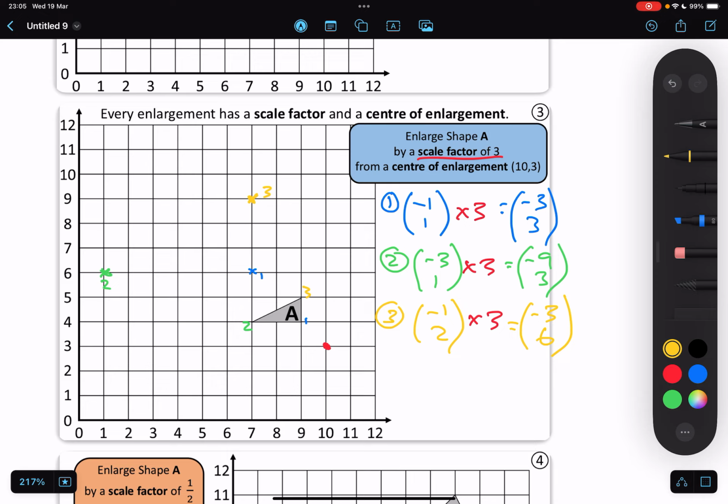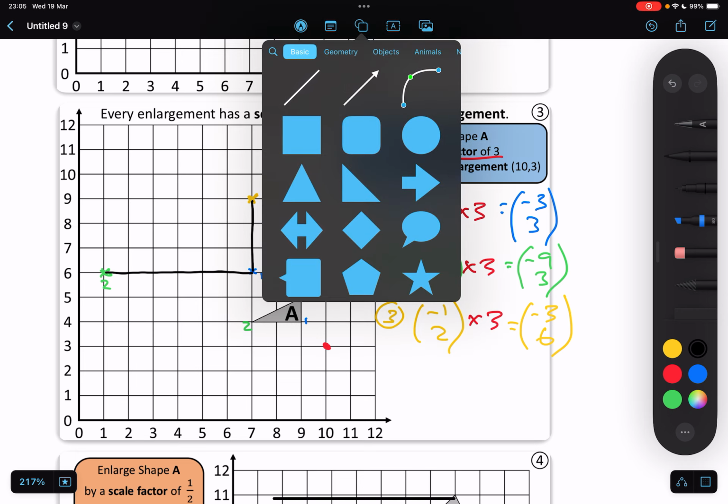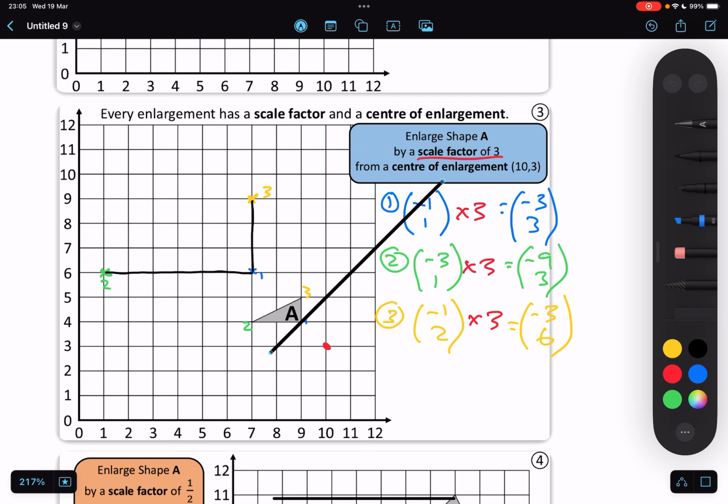Now, we've got our 3 points for our new shape. So let's draw the shape. We've got the height there. We've got the base there. And then I'm going to essentially use a ruler, so a straight line. There we go. Yeah. So now we've got our triangle.